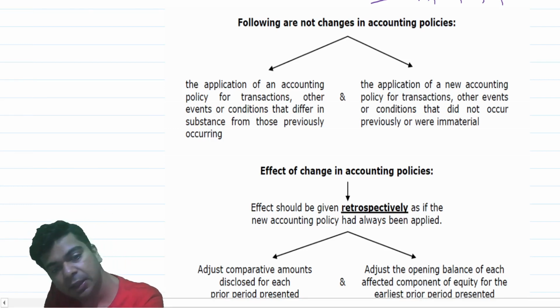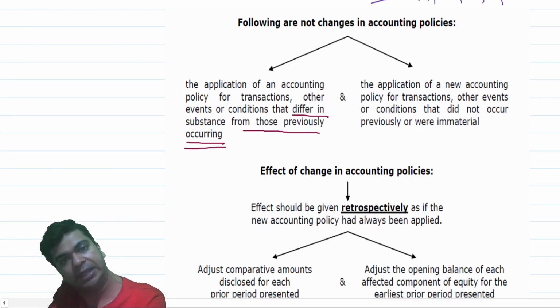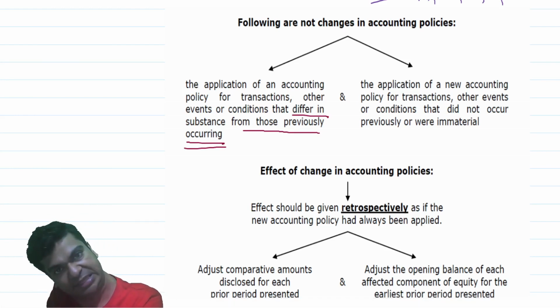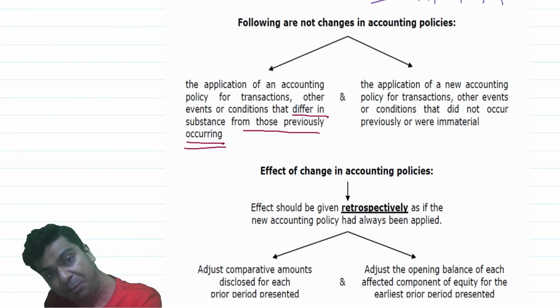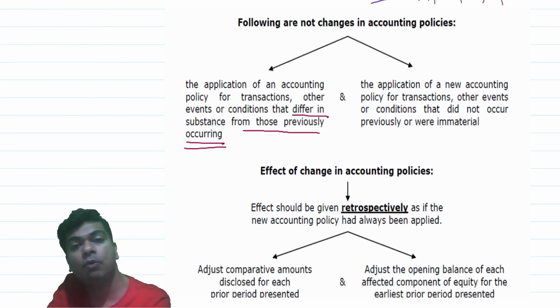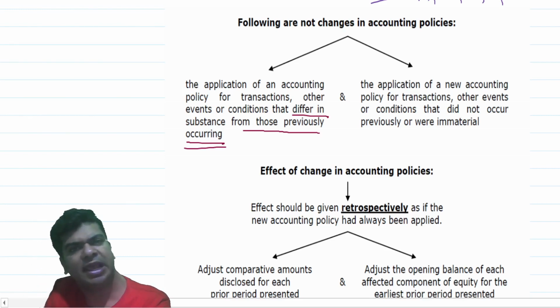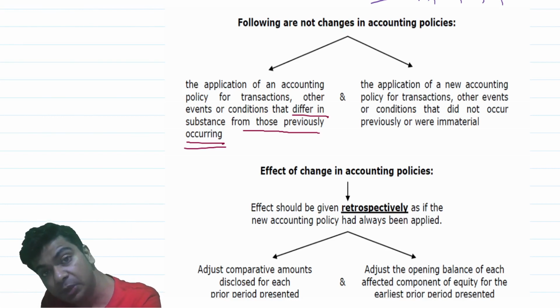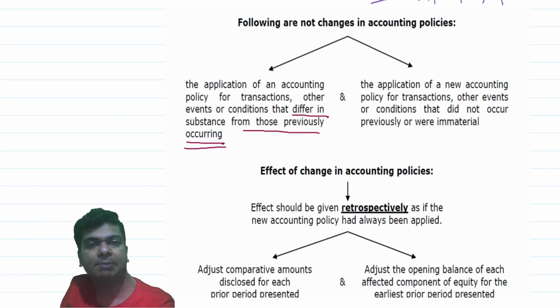Okay, they say the application of an accounting policy for transactions, other events or conditions that differ in substance from those previously occurring, right? For example, you have been selling on cash basis and selling on credit basis. You are having proper accounting policies relating to recognition of revenue for these sales. But from the current year, you have basically started also selling on approval basis.